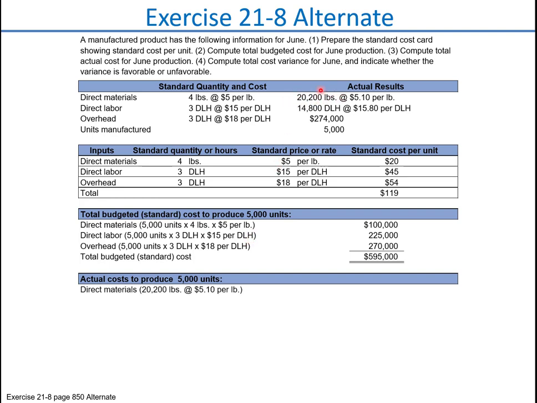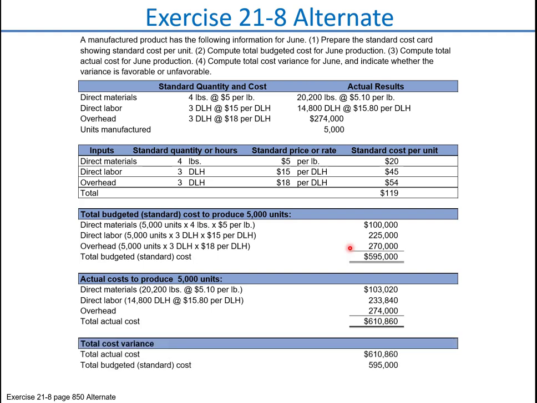Here are the actual cost. So they come from here. 20,200 pounds times 510. Direct labor, 14.8 times 1580. Overhead, they told us, was 274. We'll add them together so you can see their actual costs are higher than what it should have taken to make 5,000 units. Our total cost variance then is 610,860 minus 595,000, which is 15,860. It's unfavorable because they paid more than what the standard was.